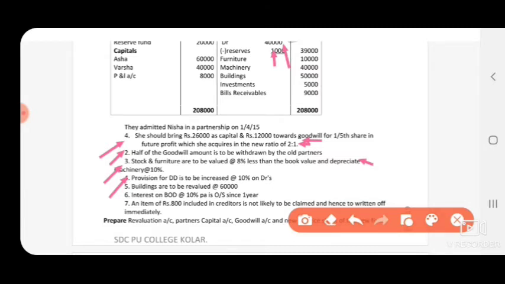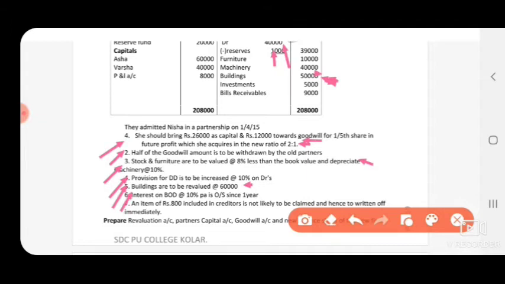Next, buildings are to be revalued at rupees 60,000. If you get valued and revalued, the difference amount should be entered. Now, this is the old value, 50,000. Now the new value is 60,000. So it is an increase: old value 50,000, new value 60,000. So 10,000 is an increase, so on the revaluation account credit side.